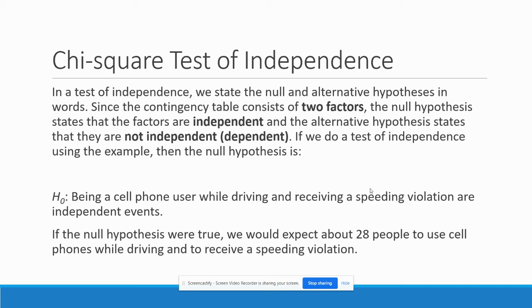If we do a test of independence using the example, this is what the hypothesis says. The null hypothesis is that being a cell phone user while driving and receiving a speeding violation are independent events. If the null hypothesis was true, we would expect about 28 people to use their cell phone while driving and receive a speeding ticket.